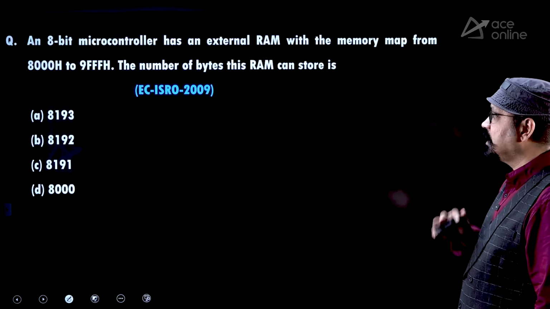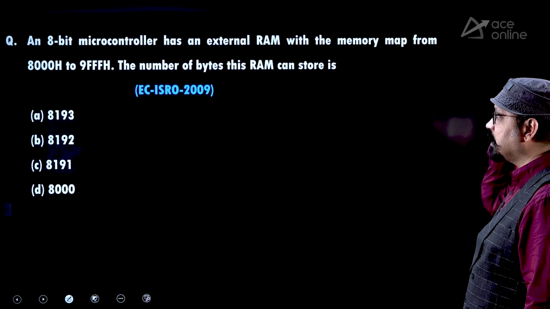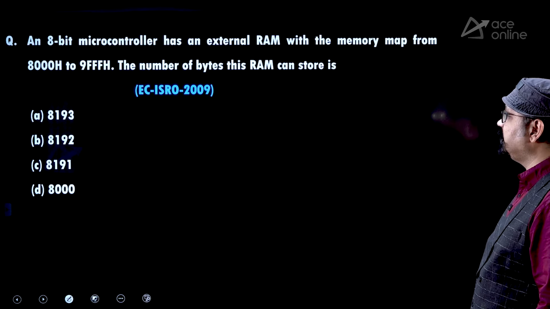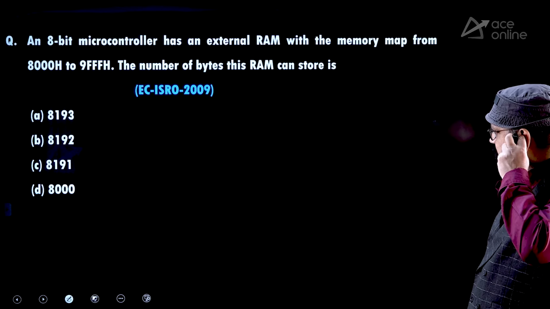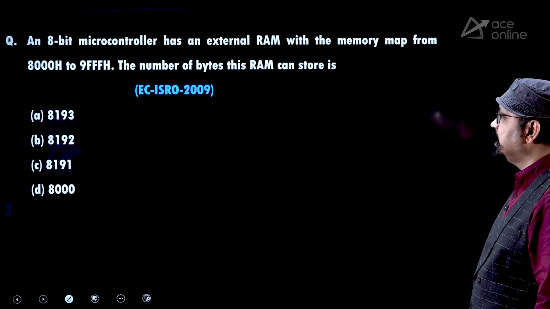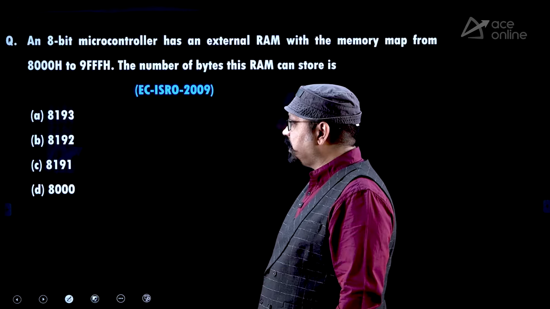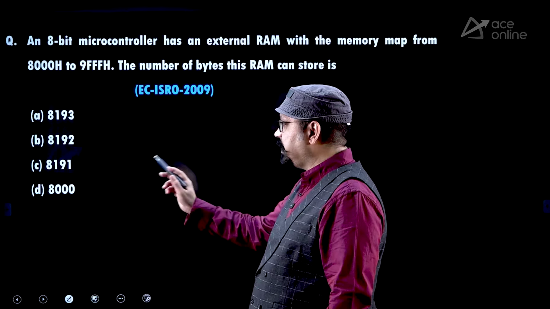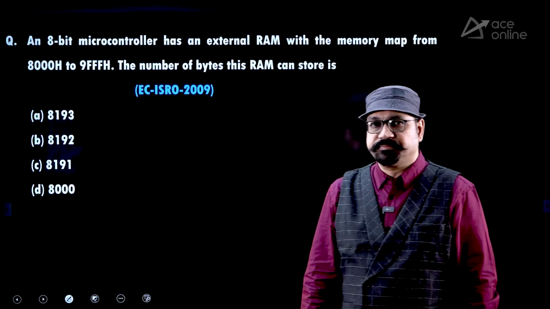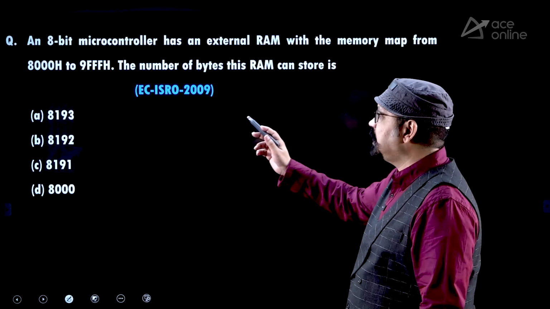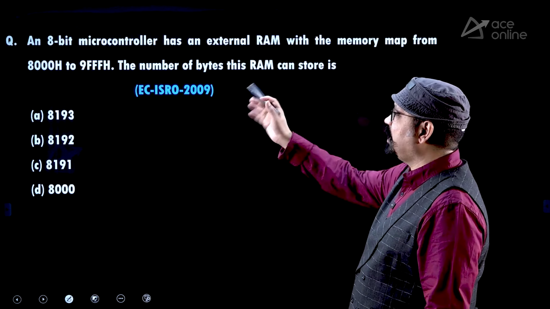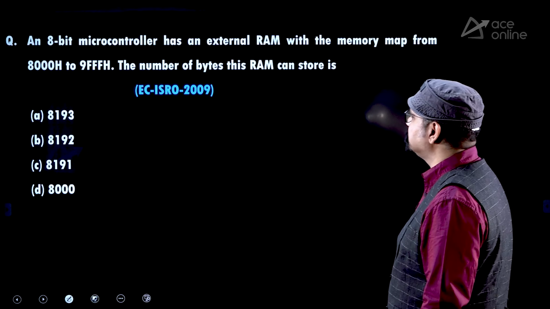Let's start. An 8-bit microcontroller has an external RAM with the memory map from 8000 hexa to 9FFF hexa. The number of bytes this RAM can store: 8193 bytes, 8192 bytes, 8191 bytes, 8000 bytes. Please understand, it looks like it is a question on microcontroller. It can be either microcontroller or microprocessor.